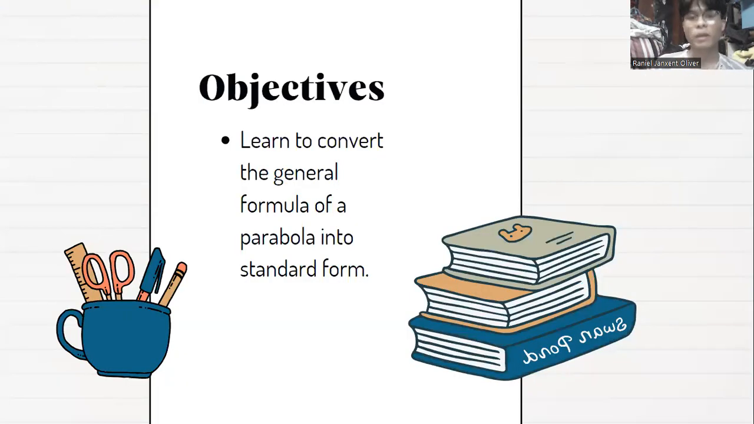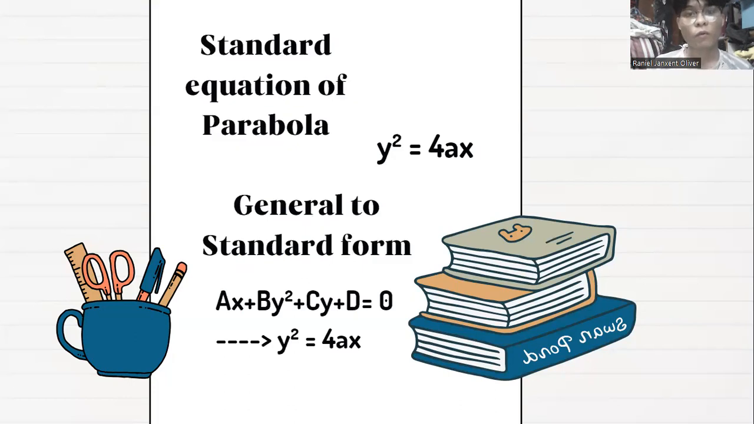So, objectives: by the end of this video, you are expected to learn how to convert the general formula of a parabola into a standard form. First of all, we need to know what the standard equation of a parabola is. It is y squared equals 4ax, or y squared equals negative 4ax. It can also be x squared equals negative or positive 4ax.